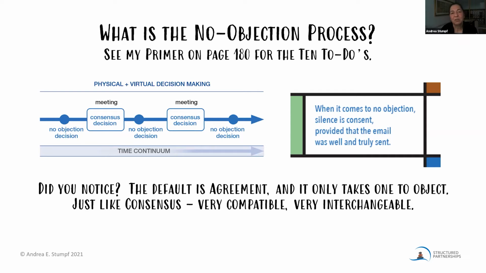What's nice about consensus decision-making and no objection is that this default agreement position ends up being very efficient. And not only that, they are very efficient with each other. So if you're a partnership program that's based on consensus decision-making, it is a total natural to move to no objection decision-making between meetings, because it's the same premise. It makes it very compatible, and in fact, it makes it very interchangeable.